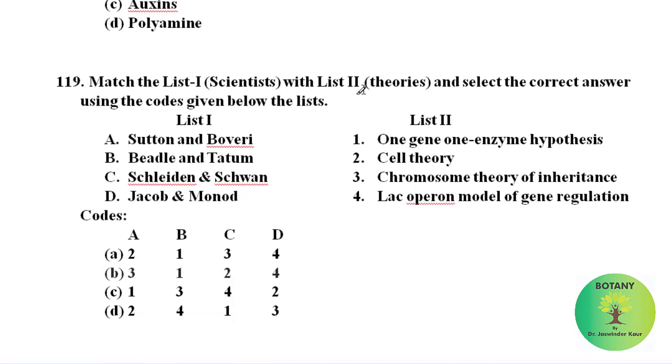Match the list 1 scientists with list 2 theories and select the correct answer using the codes given below. Sutton and Boveri gave the chromosome theory of inheritance. Beadle and Tatum proposed the one gene, one enzyme hypothesis. Schleiden and Schwann proposed cell theory. Jacob and Monod provided the lac operon model of gene regulation. So the correct option among these is option B.